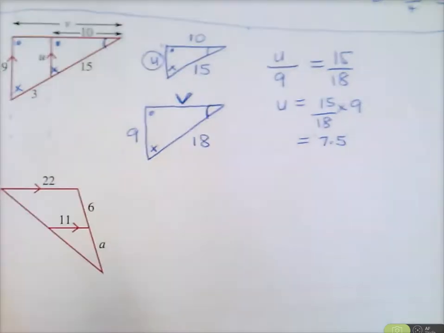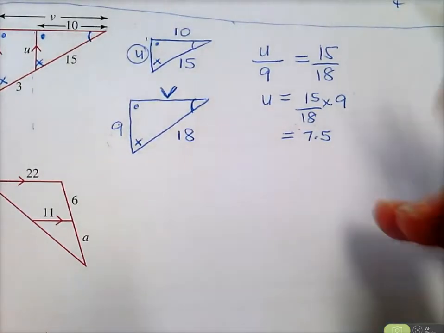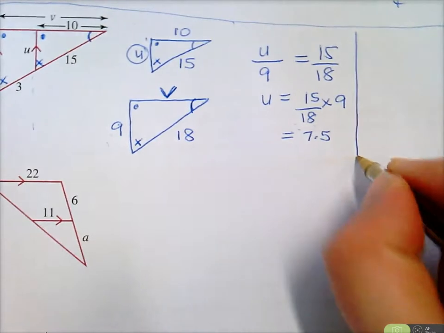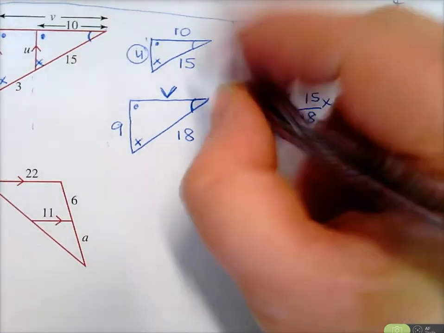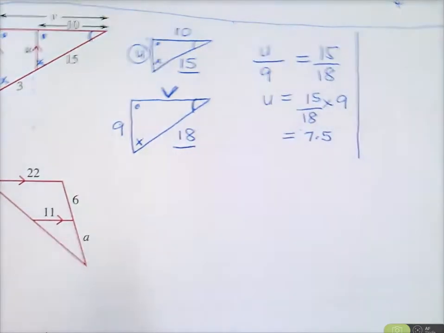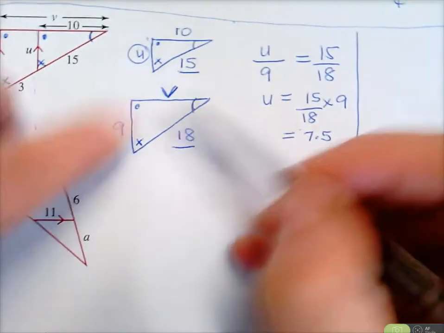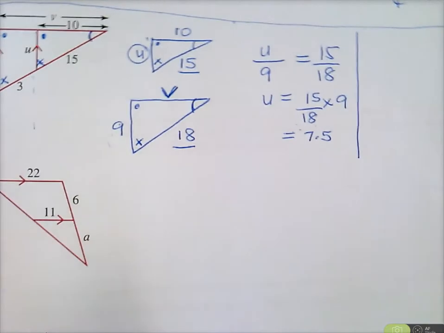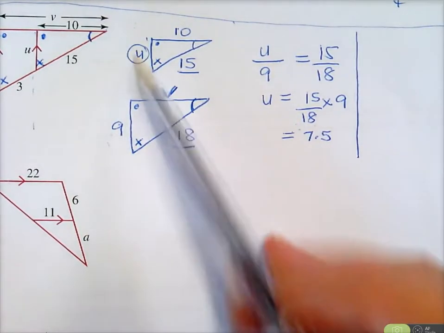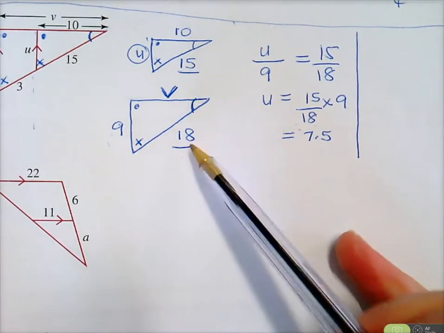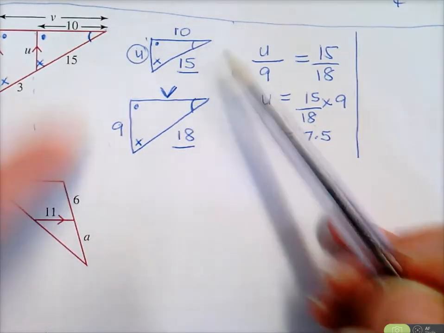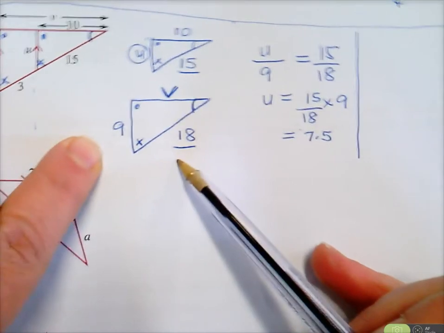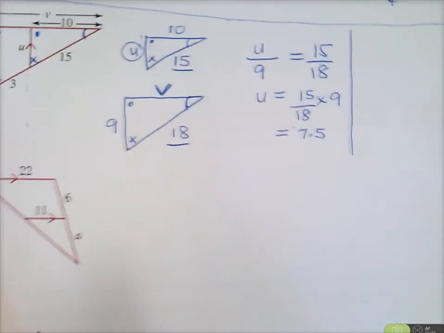Next, how do I do V? Are we good, girls? Please go the same direction. U over 9 equals 15 over 18. The other thing you need to make sure is that U is smaller than 9. Look, 15 is smaller than 18. We can't have U here being longer than 9. That triangle's the smaller one. This is the bigger one. All right? So just make sure you can see things like that.